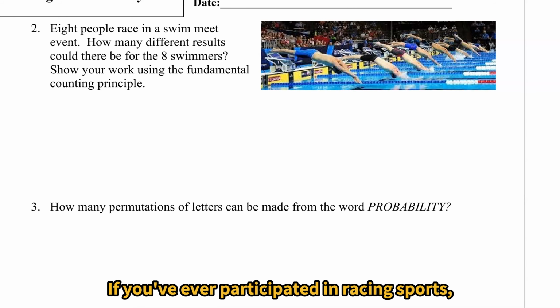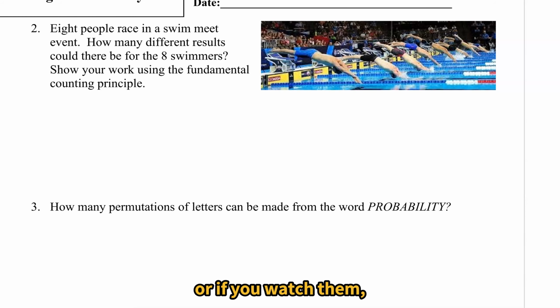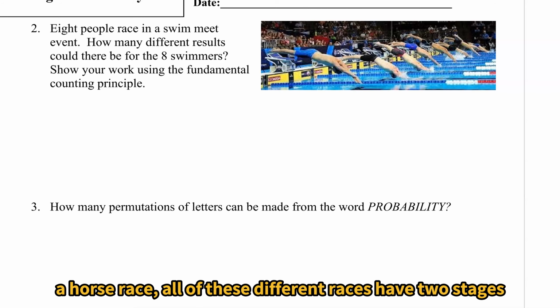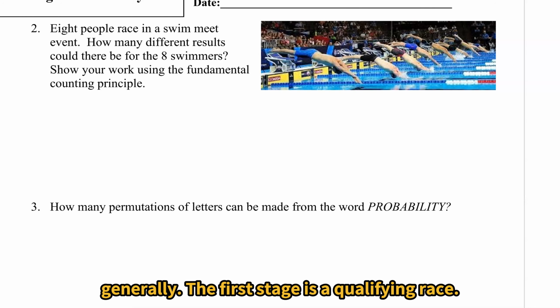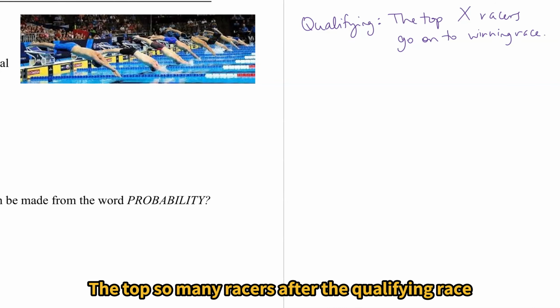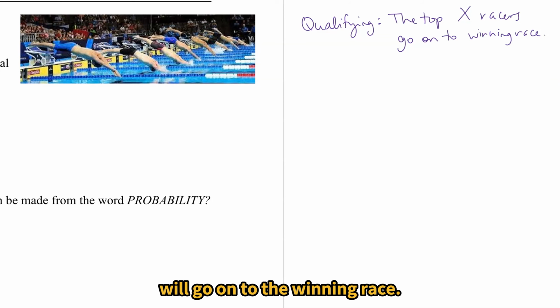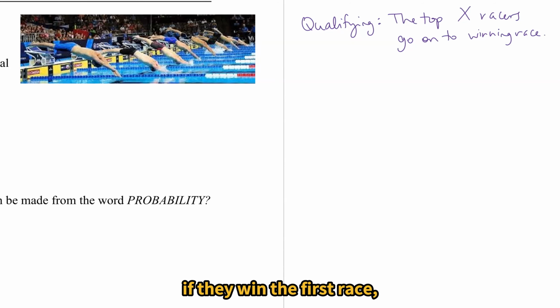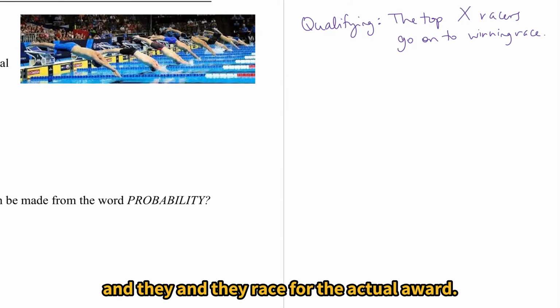If you've ever participated in racing sports, or if you watch them, whether it's a car race, a swim meet, a track race, a horse race, all of these different races have 2 stages generally. The first stage is a qualifying race. The top so many racers after the qualifying race will go on to the winning race. So for a qualifying race, there's some predetermined number that if they win the first race, they go on to the second race and they race for the actual award.